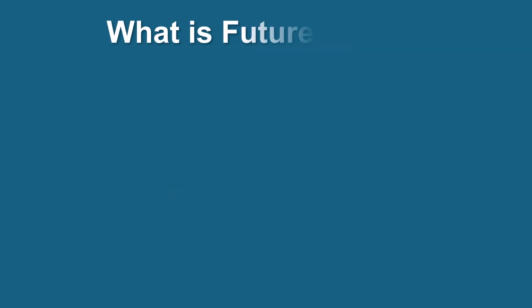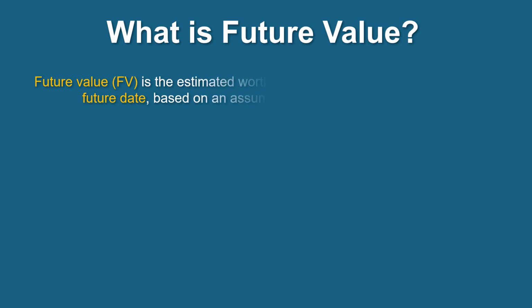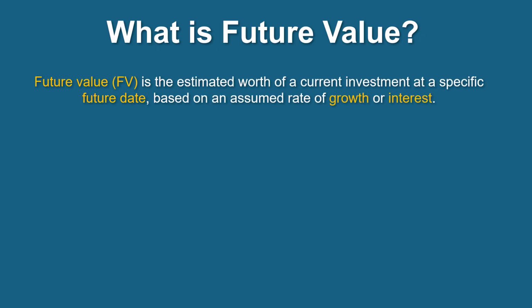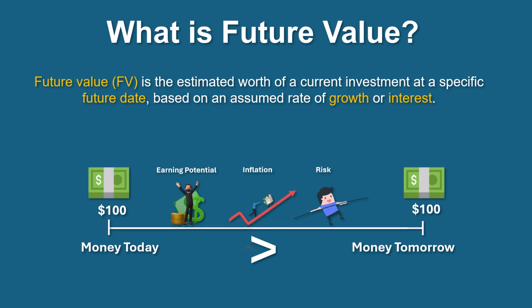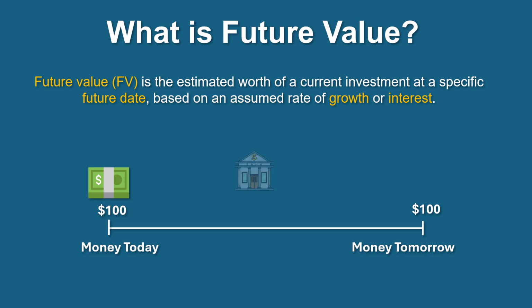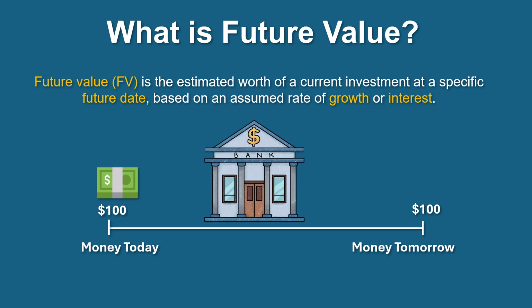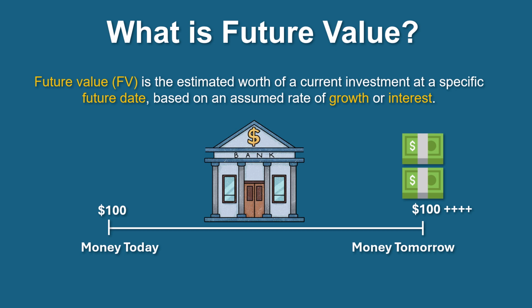Now, what is future value? Future value is the estimated worth of a current investment at a specific future date based on an assumed rate of growth or interest. As I mentioned in the previous example, if I keep money in a bank for a period, after some time, which we also call money tomorrow, the bank may give me some excess amount along with my principal. This is my earnings. So money I had yesterday, say $100, may have a different value tomorrow because of growth. For better understanding, you can watch my previous lecture on interest and its calculation.